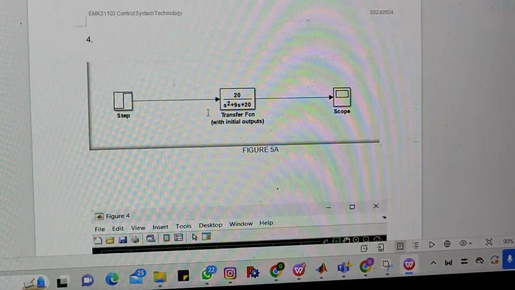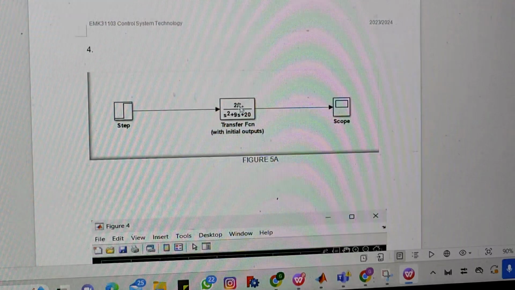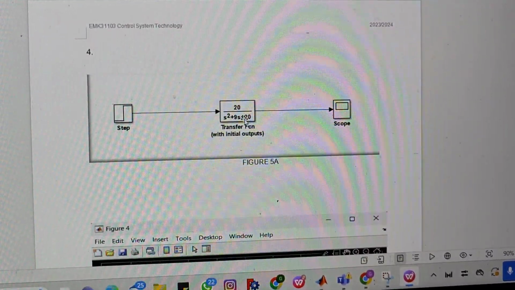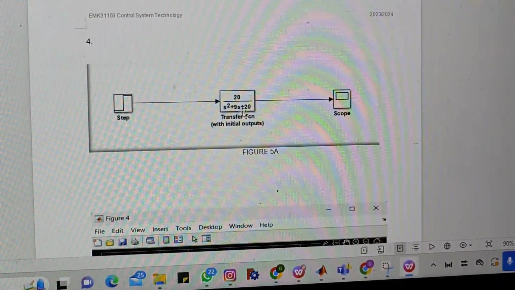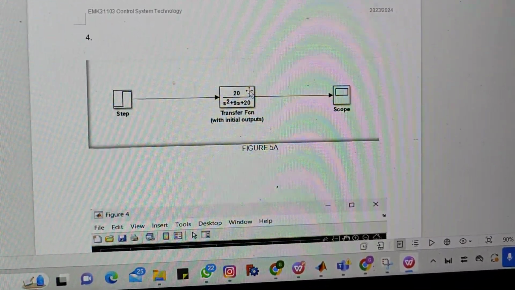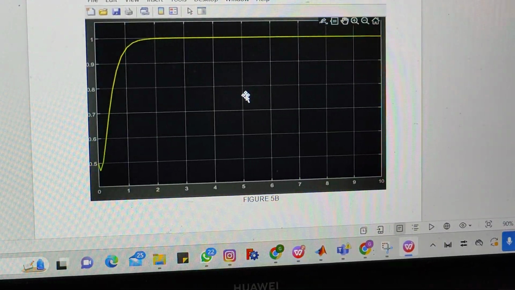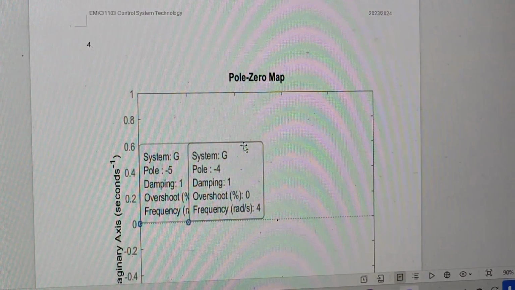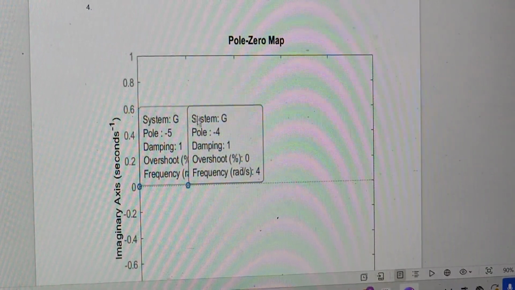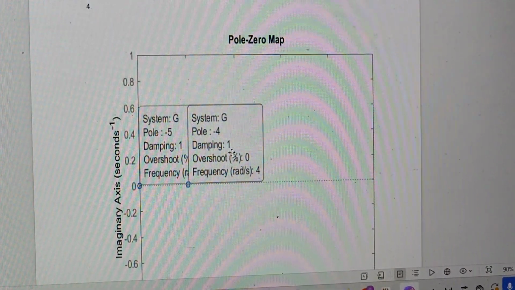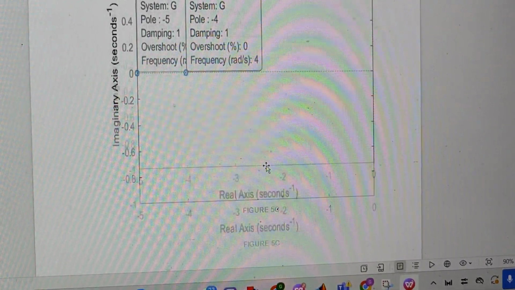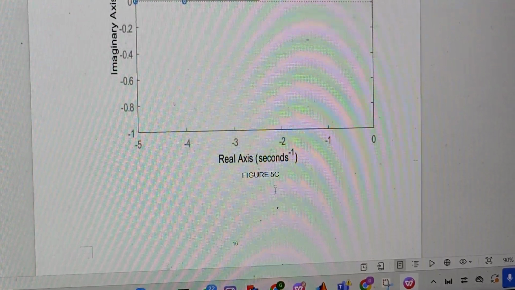This is question 4, which is 20 over s square plus 9s plus 20, and this is the value for the transfer function, and this is the figure model, and this is the pole zero map, where the pole is negative 4, damping is 1, the overshoot is 0 and the frequency is 4, and this is figure 5c.